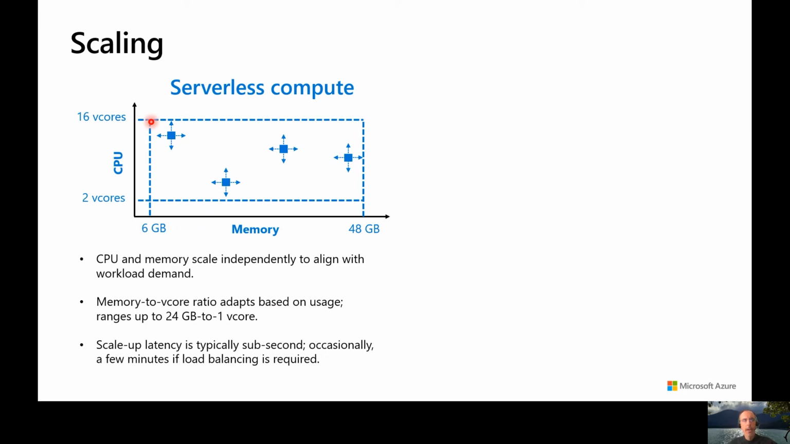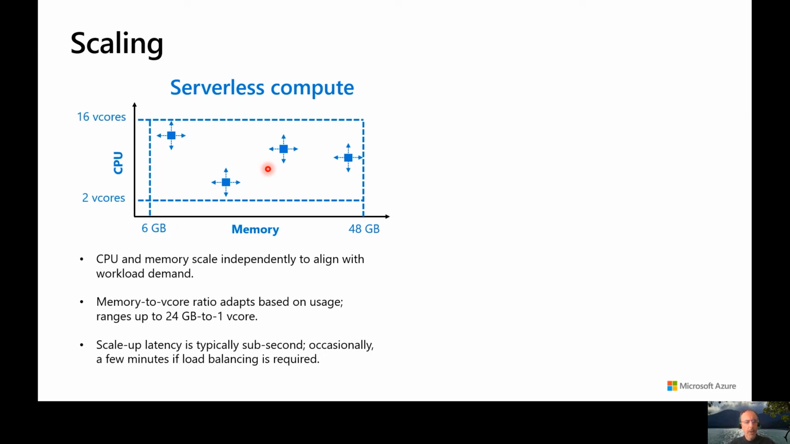So the key point to emphasize here is that for a given serverless database, whatever combination of CPU and memory resources are required are actually delivered by the service. Another way to say this is that the memory to vCore ratio in serverless is dynamically adaptive based on usage and ranges all the way up to 24 gigabytes per one core, which is quite a wide range.